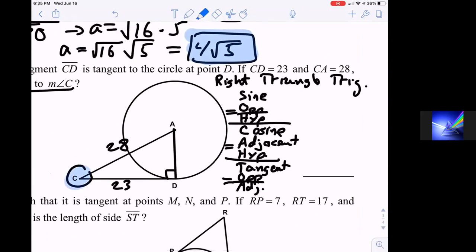We have angle C. This side here is next to, or adjacent to, C. This side here is clearly the hypotenuse because the hypotenuse is always opposite the right angle. So what trig function would we use? We would use the one that has adjacent and hypotenuse: adjacent over hypotenuse.